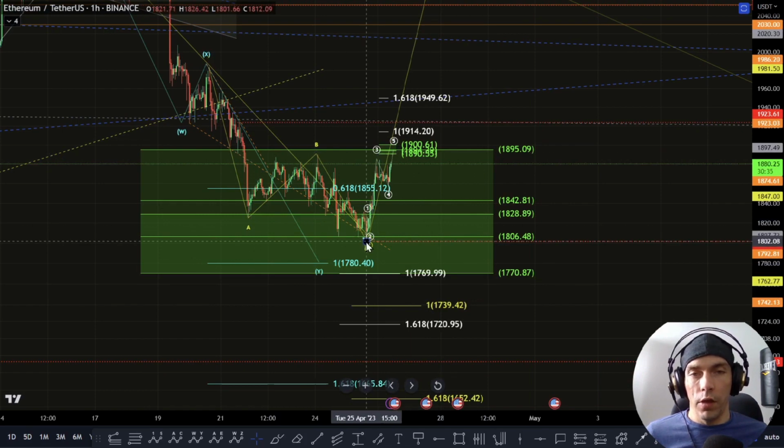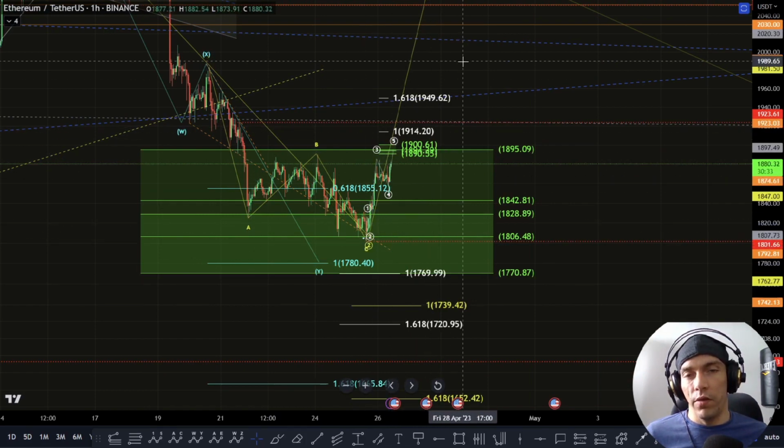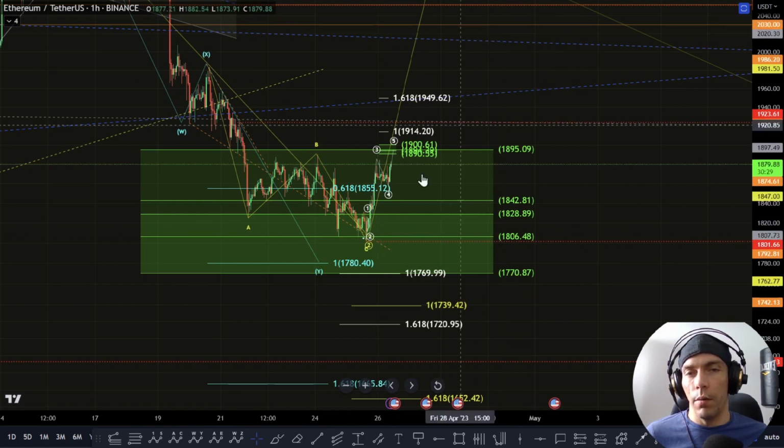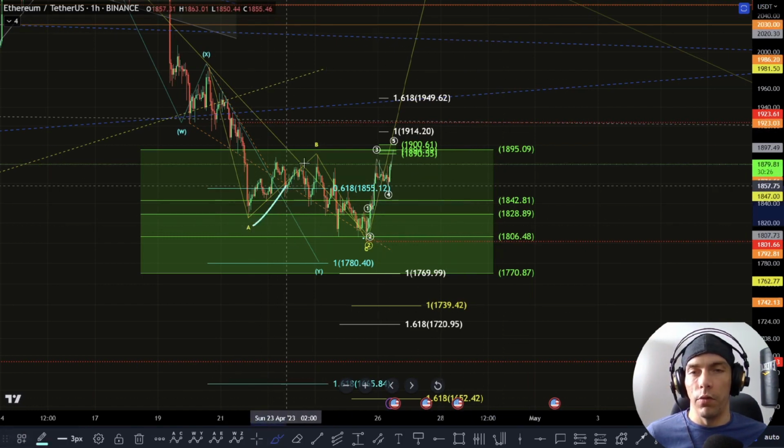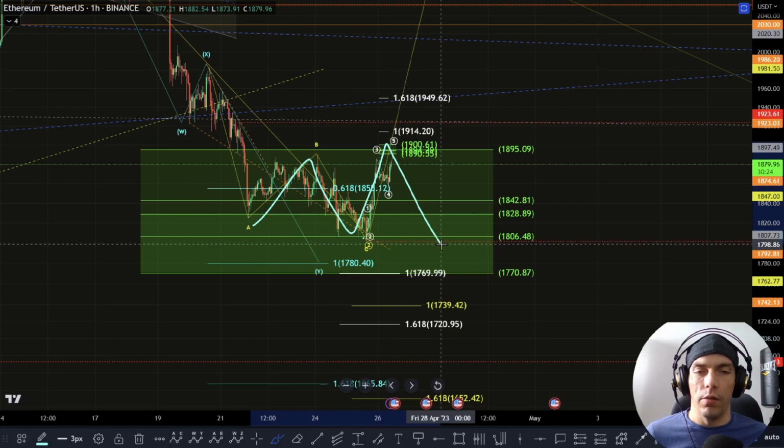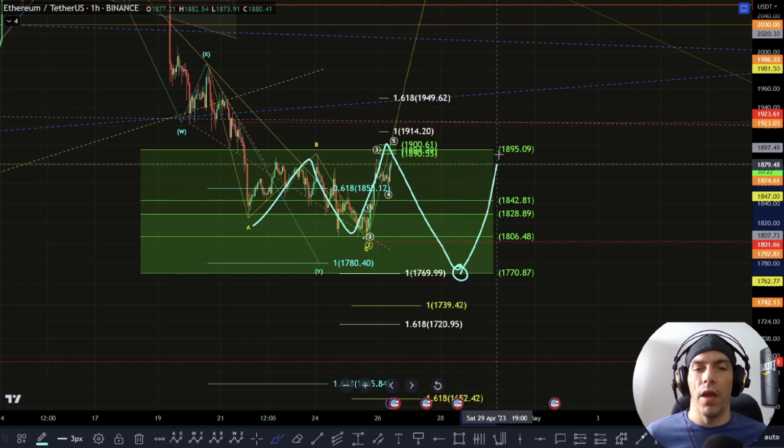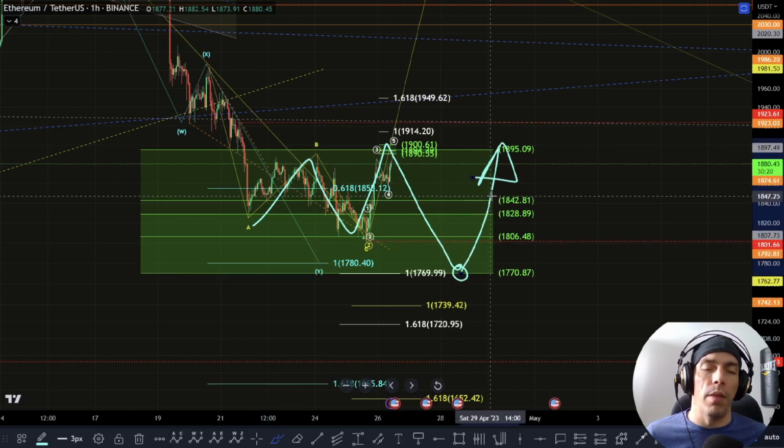So we'll have to see here whether this is an A wave, B wave, C wave, and then we get a rejection down, or whether we actually look to continue up, or whether this actually just forms a three-wave structure here. We break this low and look for these lower targets, and then look to potentially move up from that point. Okay, so I'm going to leave the video there.